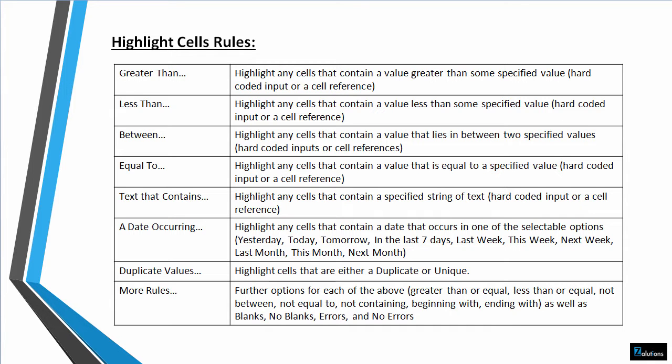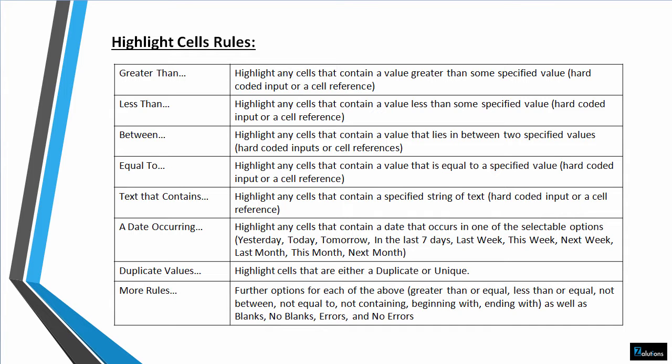The Highlight Cells rules contains various logical rules. The greater than rule will highlight any cells that contain a value that is larger or greater than some specified value, either a value that you enter into the dialog box directly or a value contained in a cell in the workbook. The less than rule will highlight any cells that contain a value that is less than some specified value, again either a value that you enter into the dialog box directly or a value contained in a cell in the workbook. The between rule highlights any cells that contain a value that lies in between two specified values.